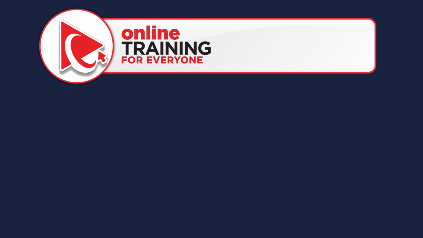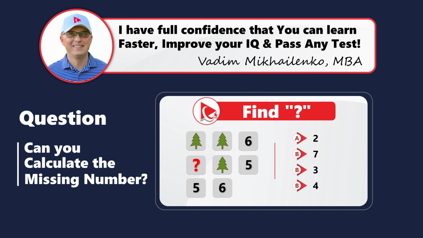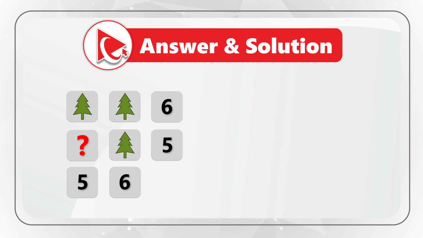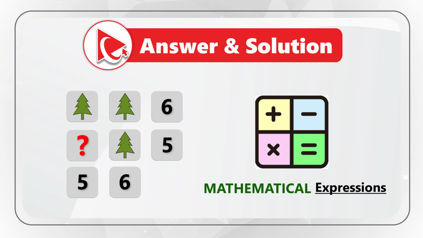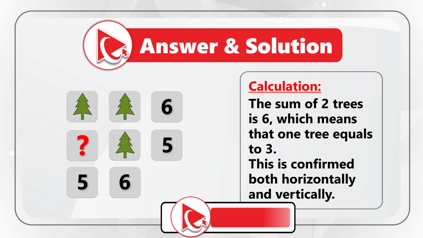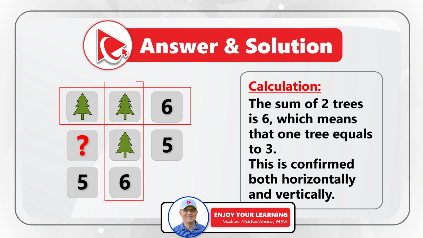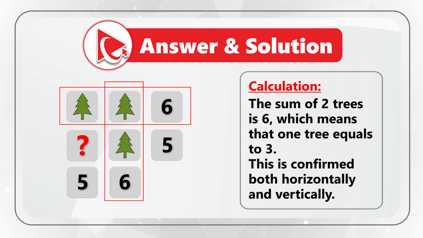On my end, I am moving forward to share with you my version of the solution. And obviously, if you have a better way to solve it, please make sure to post in comments. As you might have guessed, what we see in the picture are mathematical expressions. For example, the sum of 2 evergreen trees is 3, which is represented by the top row. The same is true for the middle column. Sum of 2 evergreen trees equals 6, which means that 1 evergreen tree equals 3.